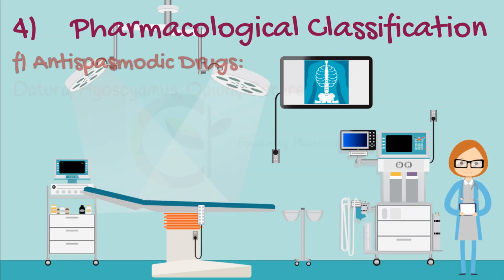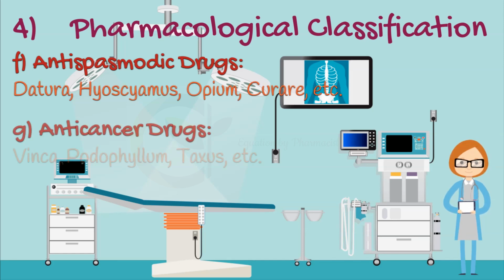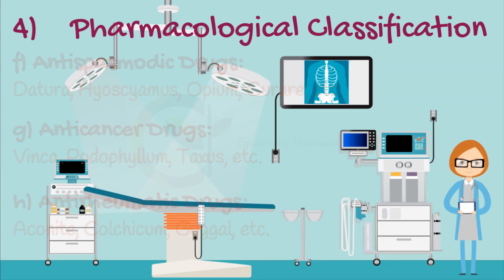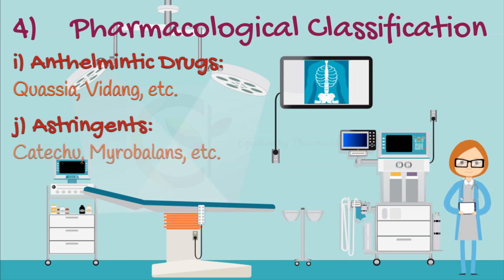Sixth category includes antispasmodic drugs. For example, datura, hyoscyamus, opium, curare, etc. Seventh category consists of anti-cancer drugs. For example, vinca, podophyllum, taxus, etc. Eighth category involves anti-rheumatic drugs. For example, aconite, colchicum, guggul, etc. Ninth category encompasses anthelmintic drugs. For example, quassia, vidong, etc.